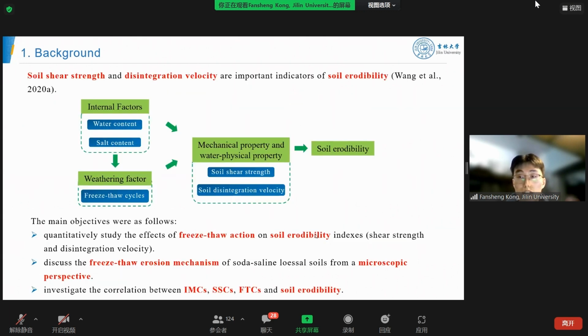Soil shear strength and disintegration velocity are important indicators of soil erosion. Soil shear strength is closely related to rainfall erosion, rainwash erosion, and interior erosion. The soil disintegration velocity indicates water resistance. So we conducted freeze-thaw cycles on soil with different water and salt content to obtain their mechanical properties and water physical properties, and investigate the effect of freeze-thaw action on soil erodibility.